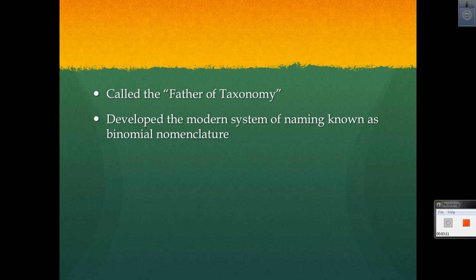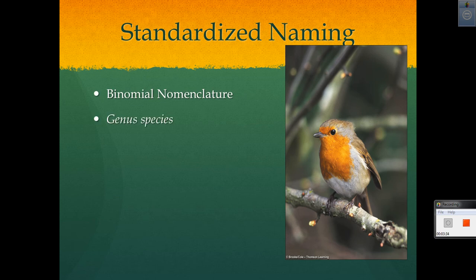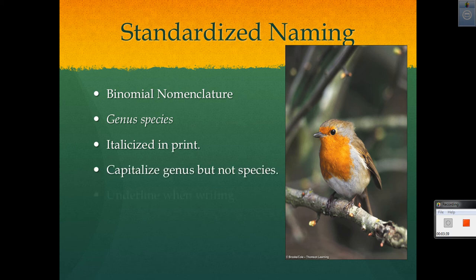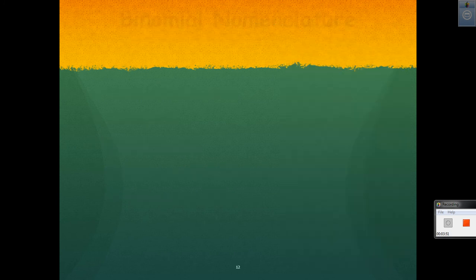So binomial, bi meaning two, nomial meaning name, and nomenclature again with the naming. We have a two-word name, genus and species, and we always italicize it, and the genus name is always capitalized. So the standardized naming in binomial nomenclature is the genus and species. It's italicized in print, and you capitalize the genus but not the species, and you underline it when you're writing. So to properly write this one, the robin, which is the American robin, is Turdus migratorius. Binomial nomenclature.